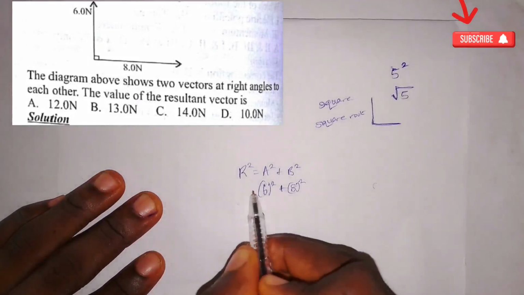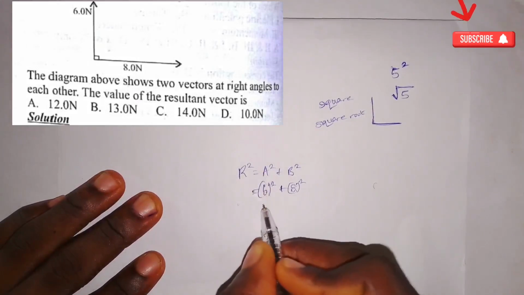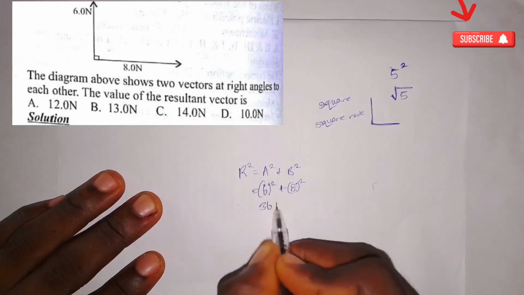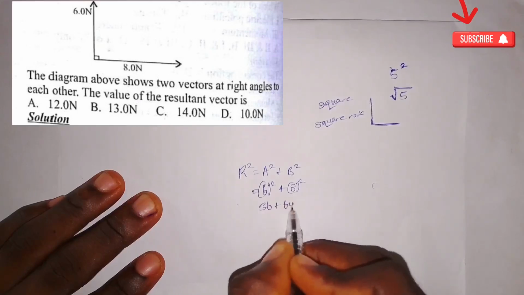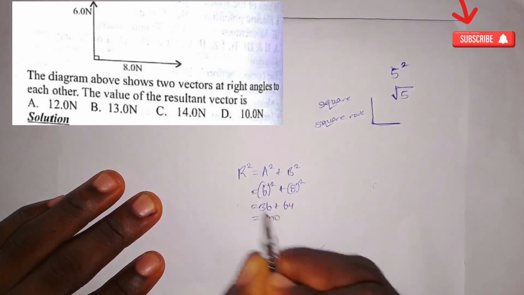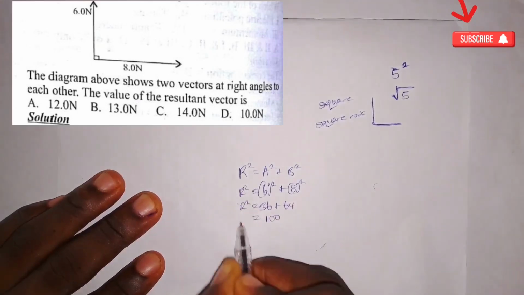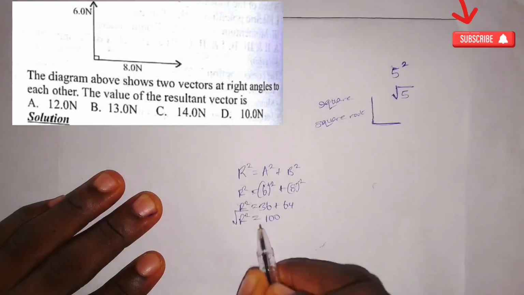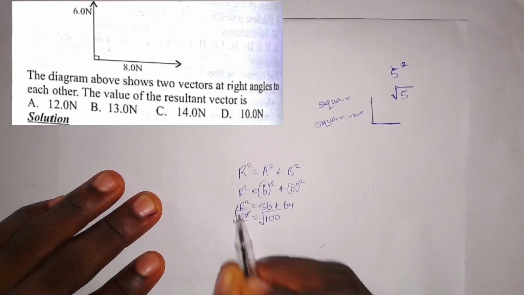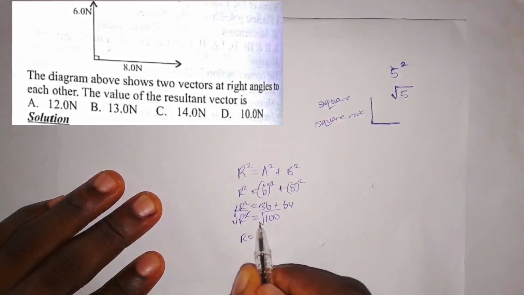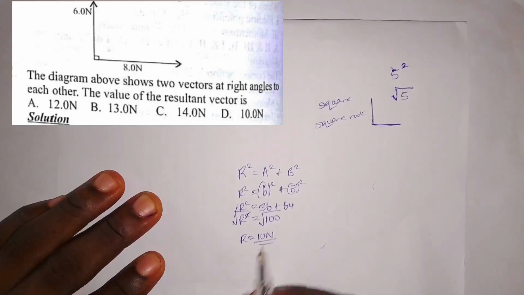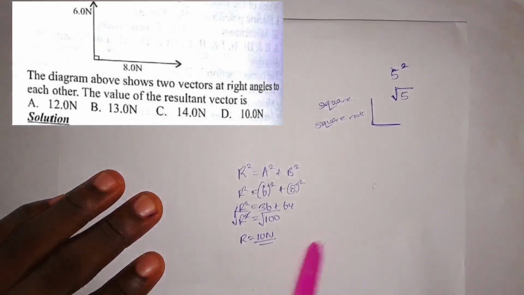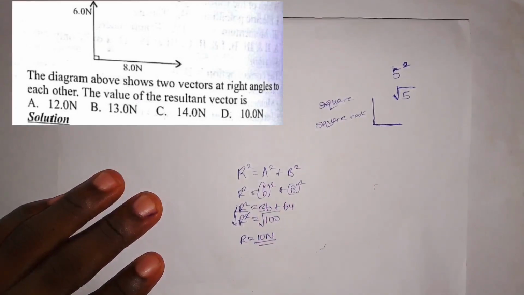Okay, so 6 square is 36. Then 8 square is 64. Adding them together will give you 100. Therefore, r square is equal to 100. Now, we are not looking for r square, we are looking for just r. In order to cancel this square, we take the square root of both sides. This square will cancel the square root. We'll be left with r equals the square root of 100, which is 10. So the answer is 10 Newton.